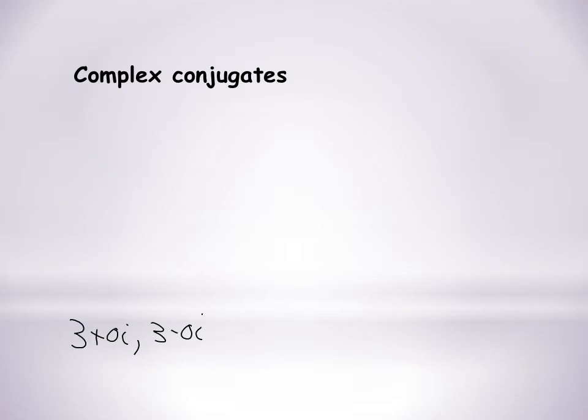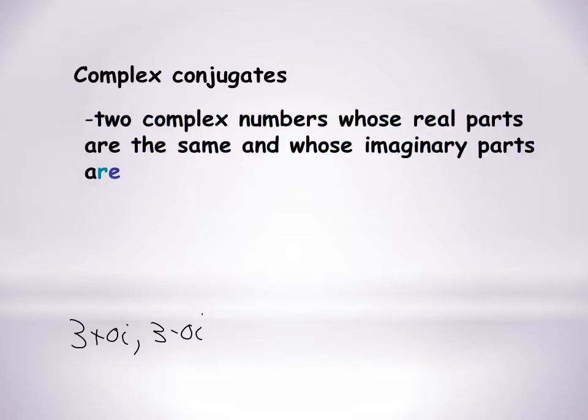Complex conjugates are two complex numbers whose real parts are the same and whose imaginary parts are opposite, like 3 plus 0i and 3 minus 0i, 5 plus 3i, 5 minus 3i.